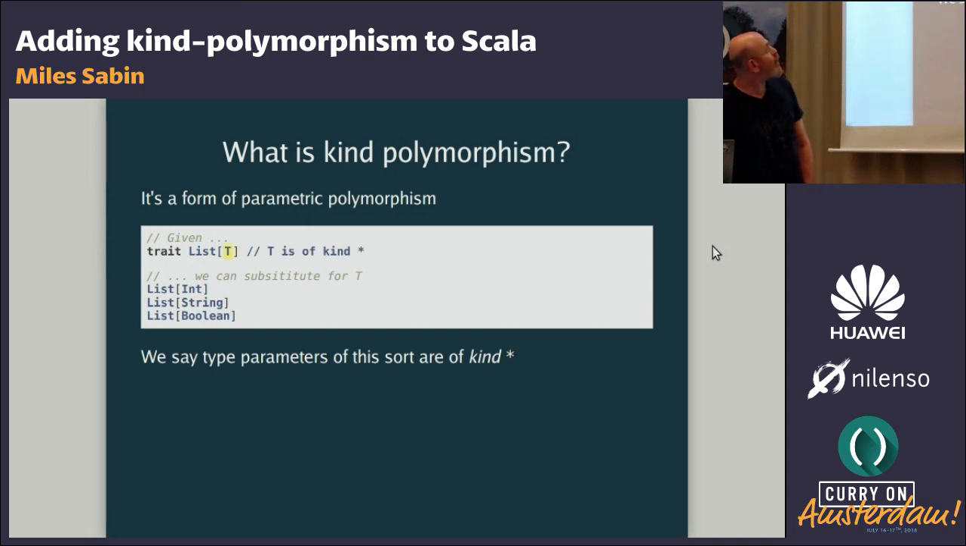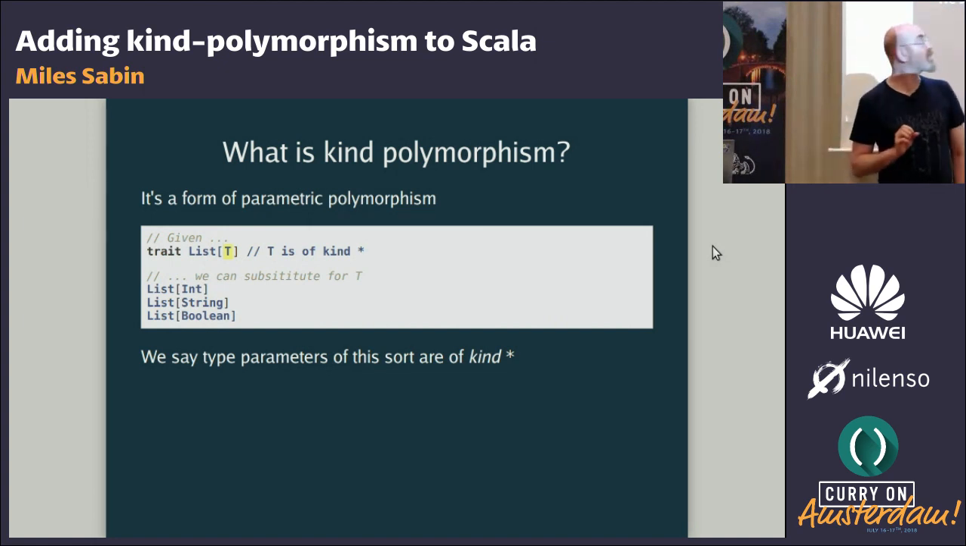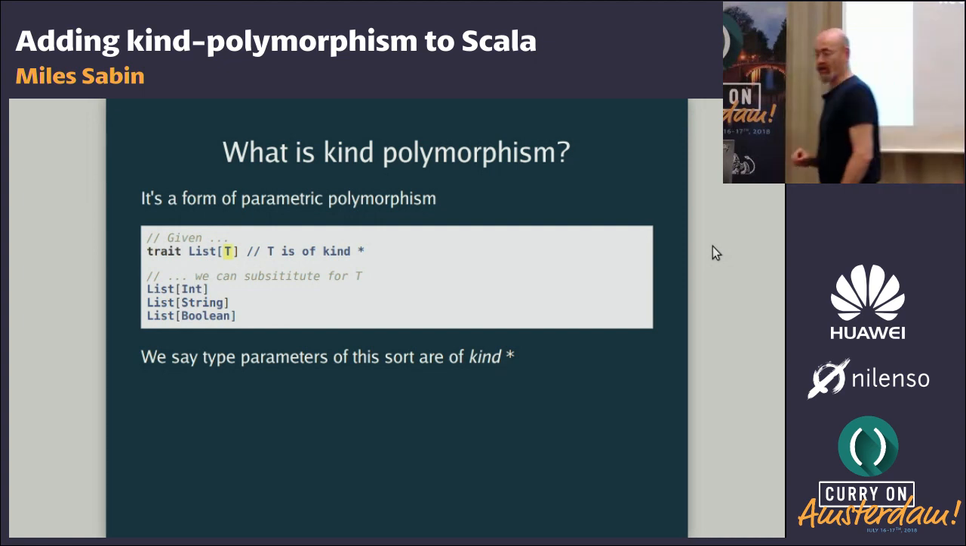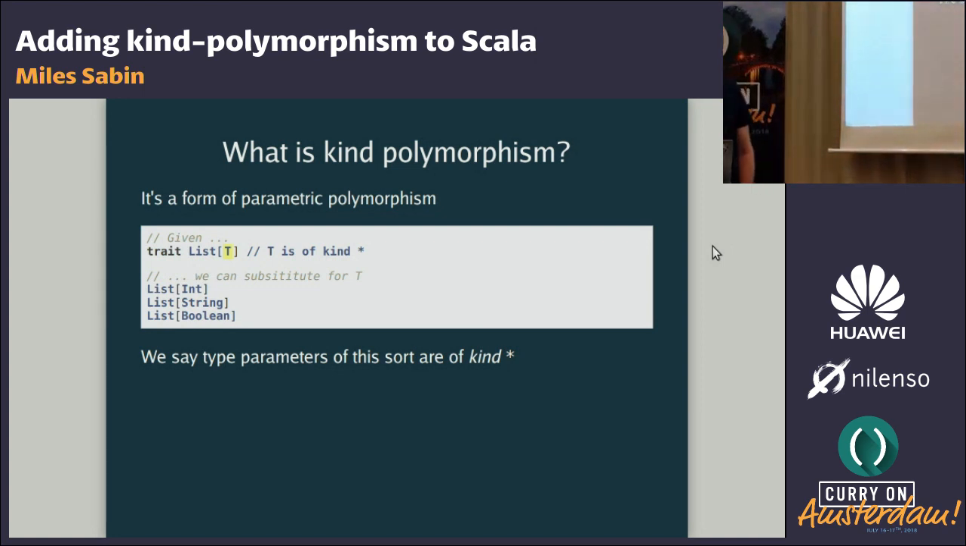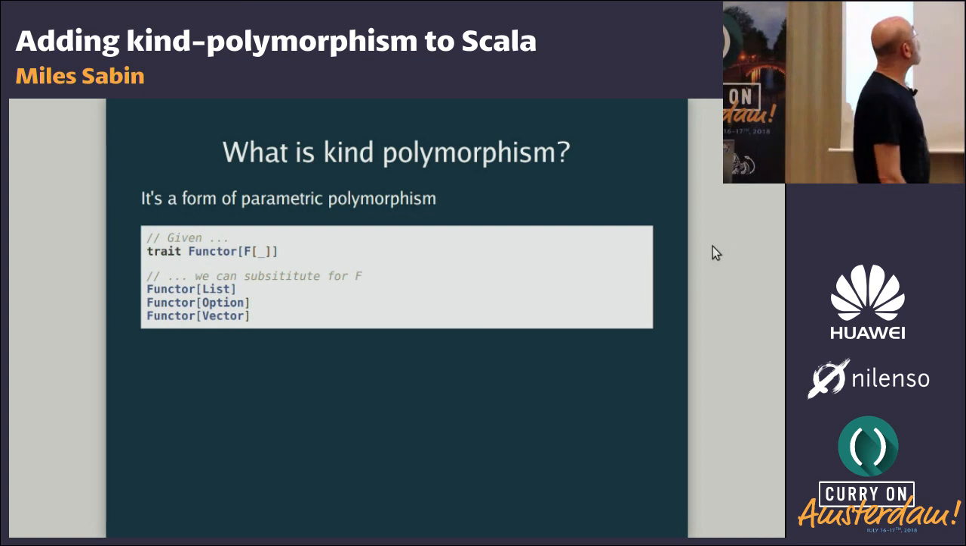And one of the things we say about type parameters of this sort, so this is, if you like, a simple type parameter, it can be instantiated by any complete type. So, for example, int, string, boolean, they're all complete types. They themselves have no holes in them. In languages like Scala or like Haskell or some other languages, we also have higher-kinded types.